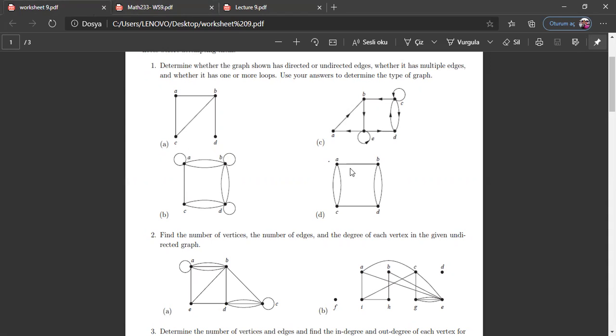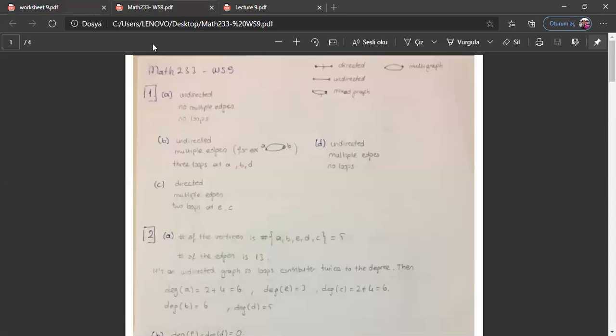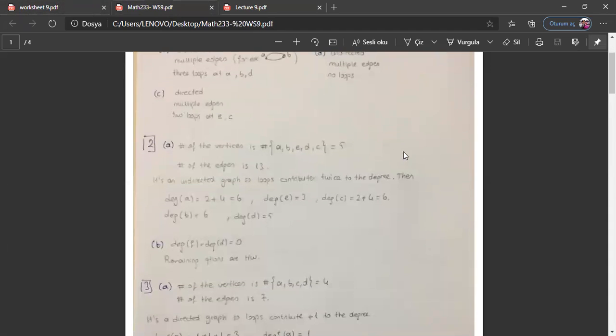And what about this one? It's undirected, right? There are no directed edges, so it's undirected. It has multiple edges, because here we see between B and D and between A and C there are multiple edges, and there are no loops. So here we have the answers.